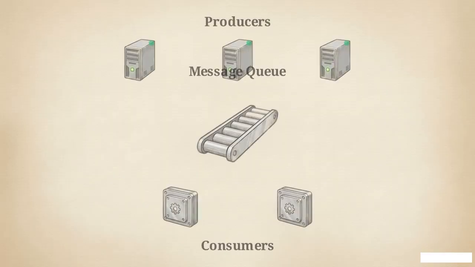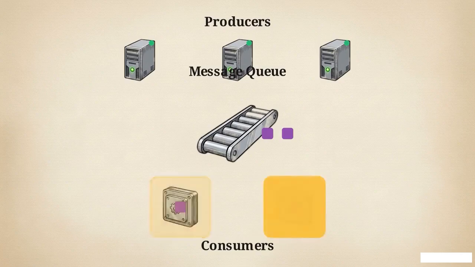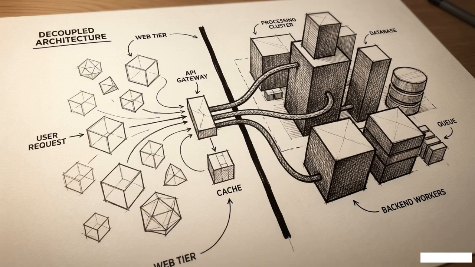Under the producer-consumer model, the web servers act as producers. They instantly drop the rendering job into the queue and immediately return to handling user traffic. Completely separate worker nodes then pull tasks from the queue at their own pace. The user-facing web tier is now completely decoupled from the heavy back-end processing tier.